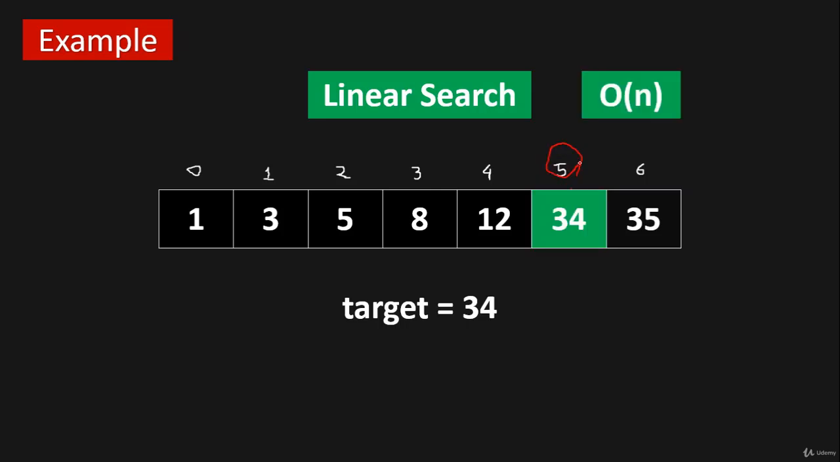Linear search will take big O of n time complexity because in the worst case, we have to traverse each element once. So the time complexity is big O of n. Linear search is not an efficient algorithm to search an element in an array. Now let's talk about binary search and how binary search works.